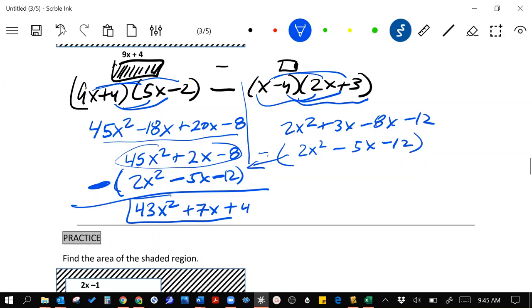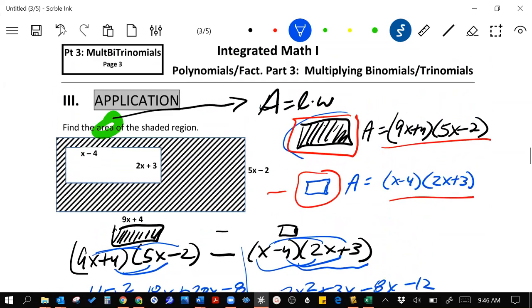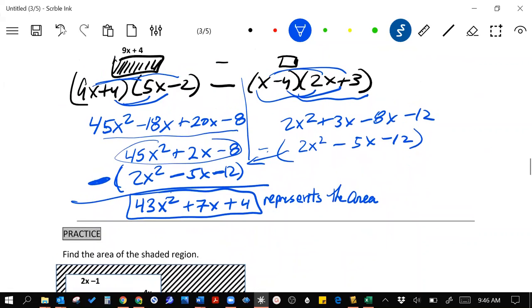That represents, come on, it's not cooperating for me to write, so I'm doing what I can. It represents the area, and I think this was a pool problem. No, the area of the shaded region. Because it's combining them together, it's subtracting, so it represents that area.